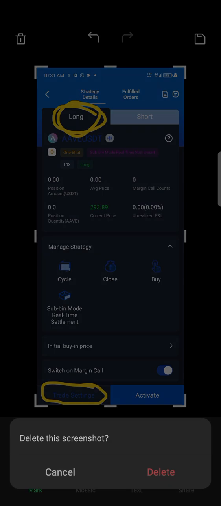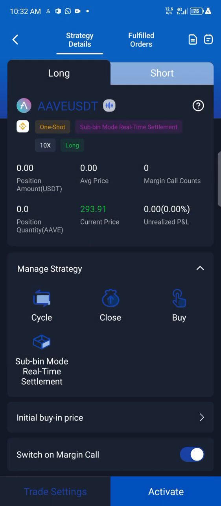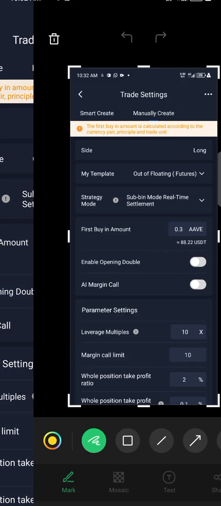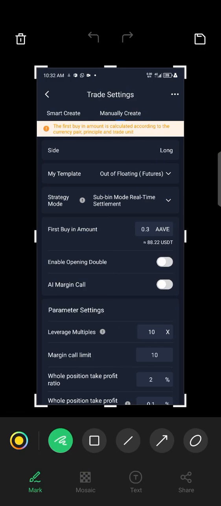So I'll go to trade settings, and then it will take me here. Most of the times, the first thing that you need to do when you get to the trade setting page is to make sure that you are doing a manual create. Most of the times you see that it's on default, on smart create, but that's not what we want to do. We want to change it to manually create. So that is where we can use our own settings, and then we can trade. That is the first thing that you do.